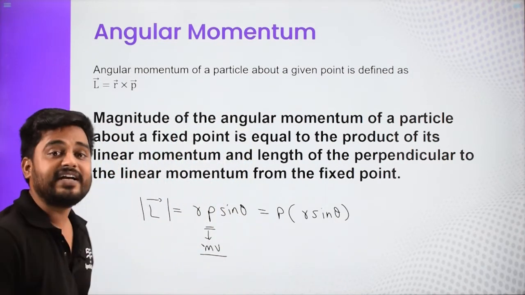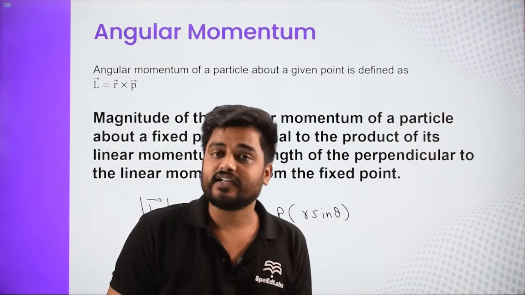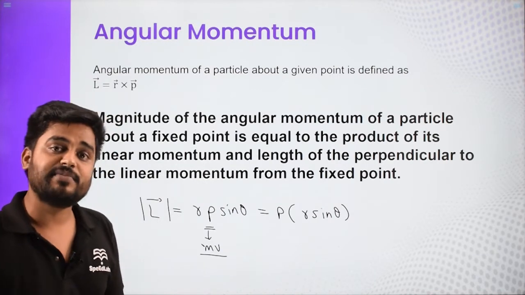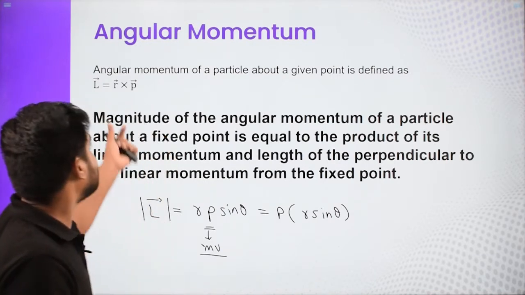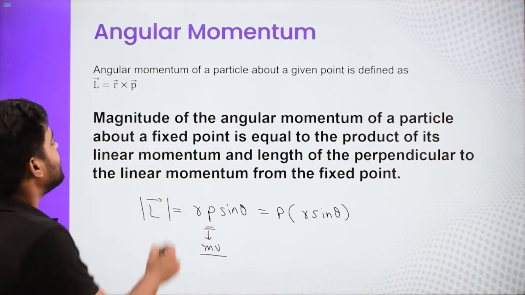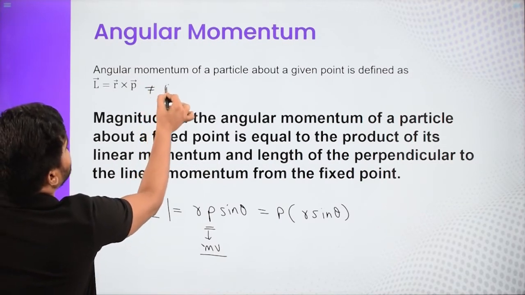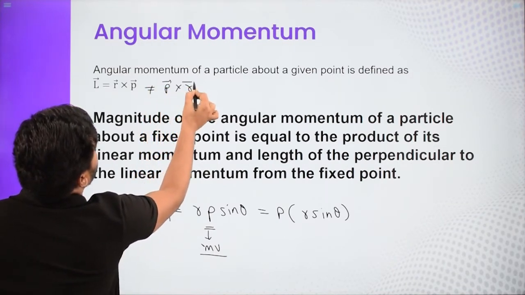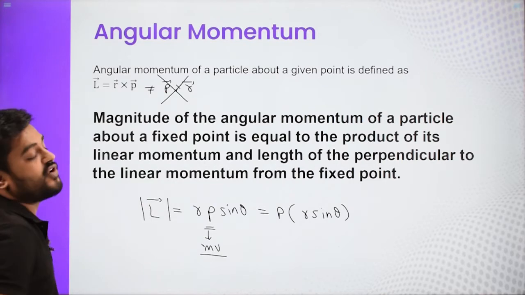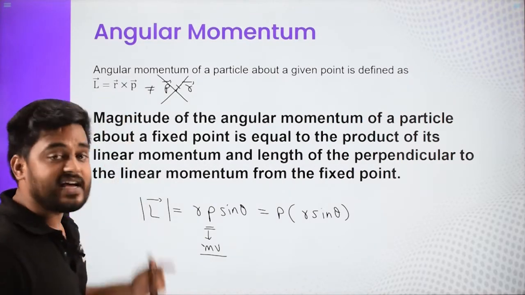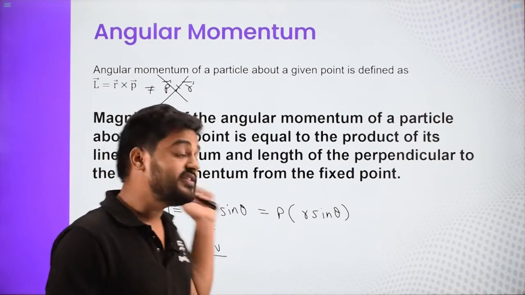But you need to remember it is R cross P. Since a vector cross b vector is not the same as b cross a, R cross P is not equal to P cross R. So here the order is important. It is wrong to remember it otherwise. So remember it is R cross P, not P cross R. Order is also important.